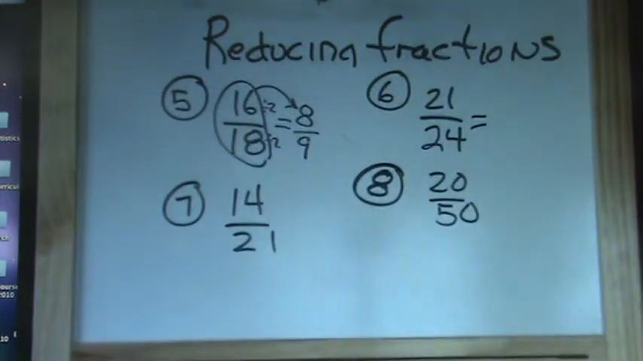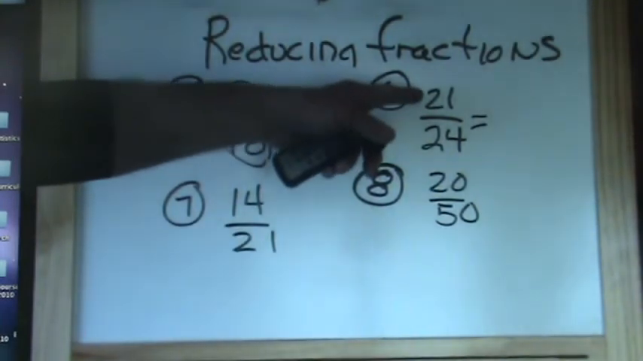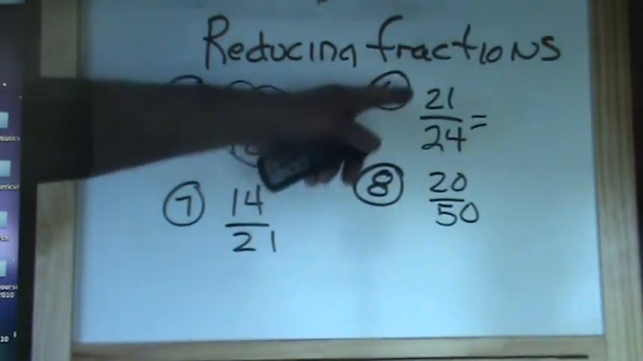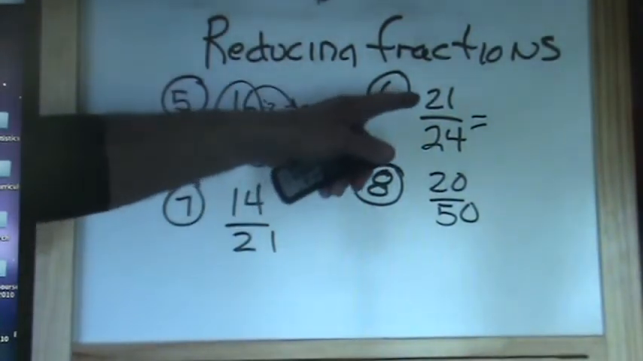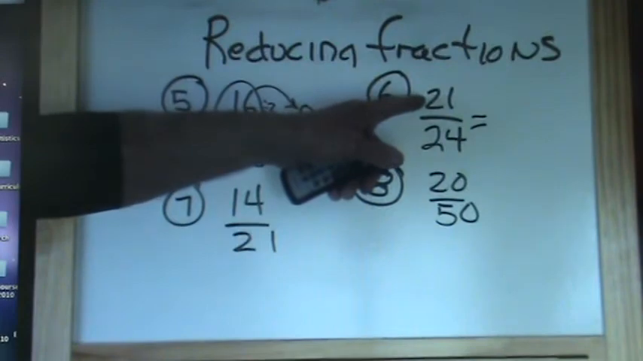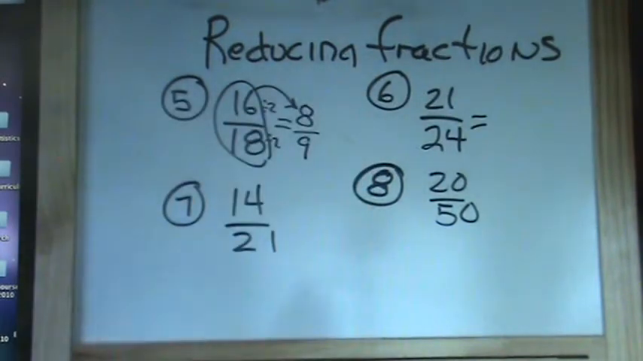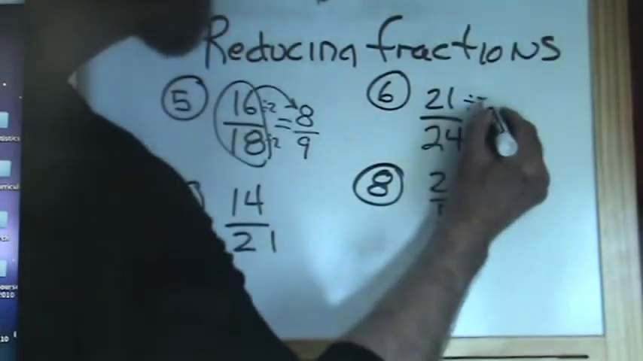21/24. Well, this is not an even number. This is an even number, but this isn't, so 2 is not going to work. Well, let's try 3 then. Well, 3 will go into 21, and 3 will go into 24. So we'll divide by 3.